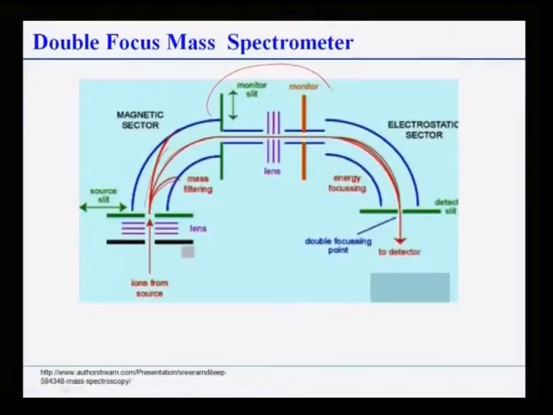That is mainly because there is an extra element possible here. That is why it is called a double focus, because first you are focusing with the magnetic sector, then you are focusing with the electrostatic sector, and that is how you can detect very precisely each and every charged species. This is again taken from one of the websites available on the internet.